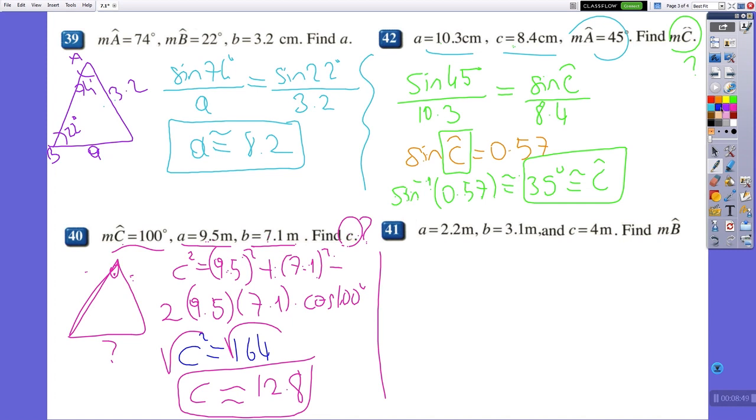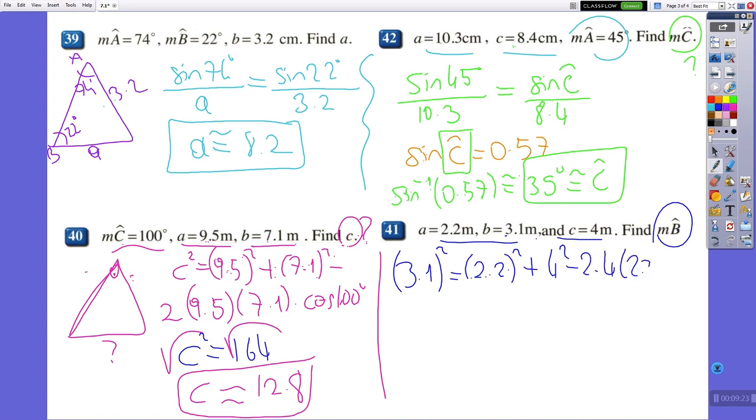Let's do the same for the second question. In the second question, you are given all sides. You're asked to find an angle. You need to use angle B, so you have to write the side opposite of B on one side of the equation. Side opposite of B here, 3.1. So 3.1 is on one side of the equation. On the other side of the equation, you'll have cosine angle B. So, sum of squares of the others, 2.2 squared plus 4 squared minus 2 times 4 times 2.2 times cosine of B.